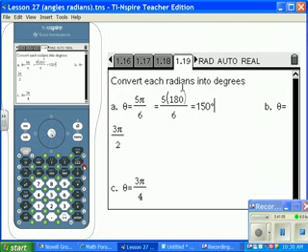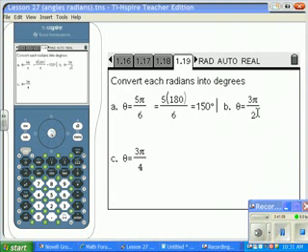Good. I want you to do B and C, please. Mike, 3 pi over 2, what's it equal? 270 degrees. Good. Amanda, 3 pi over 4, what's it equal? 135 degrees. Thank you. Sorry, I couldn't hear you.